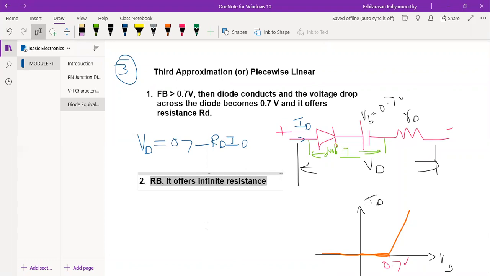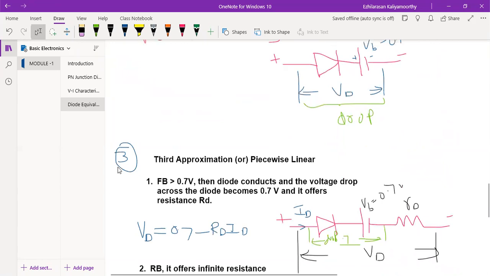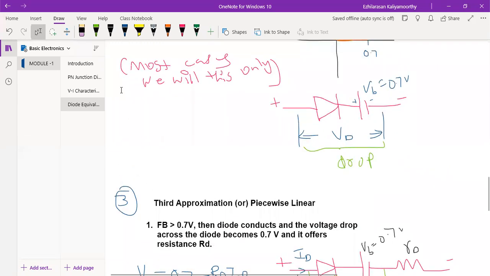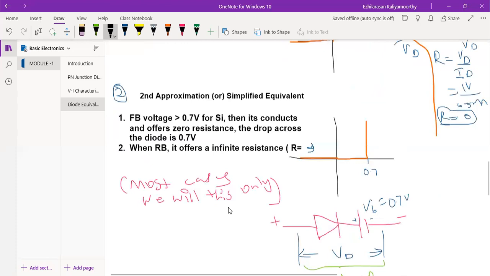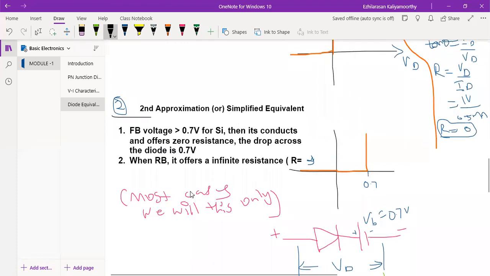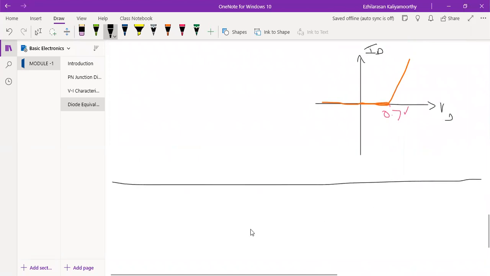So with the help of all these things, the very important thing is that we are going to use the third approximation. Most of the cases we'll use the second approximation only. Now let us do some numericals related to this. Then you'll get a proper idea of how to do it. Okay, let me go for some numericals.